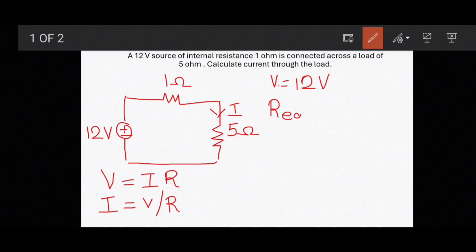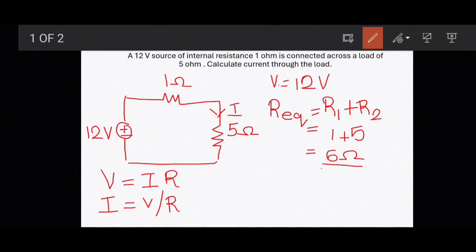For series connection, equivalent resistance R equivalent is equal to R1 plus R2. So R equivalent is equal to 1 plus 5, that is equal to 6 ohm.